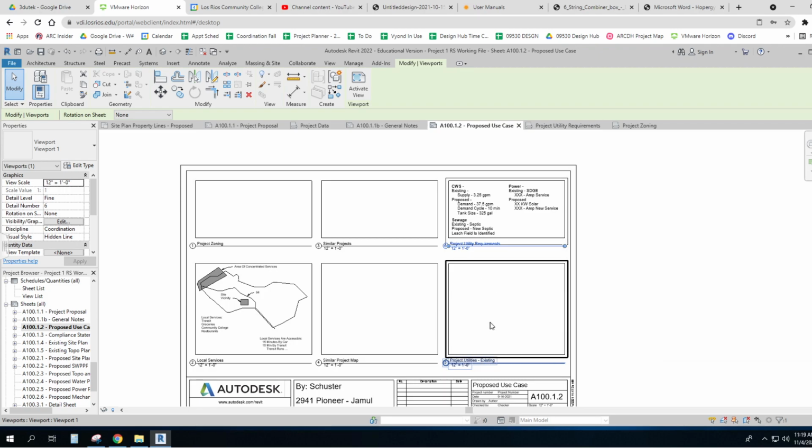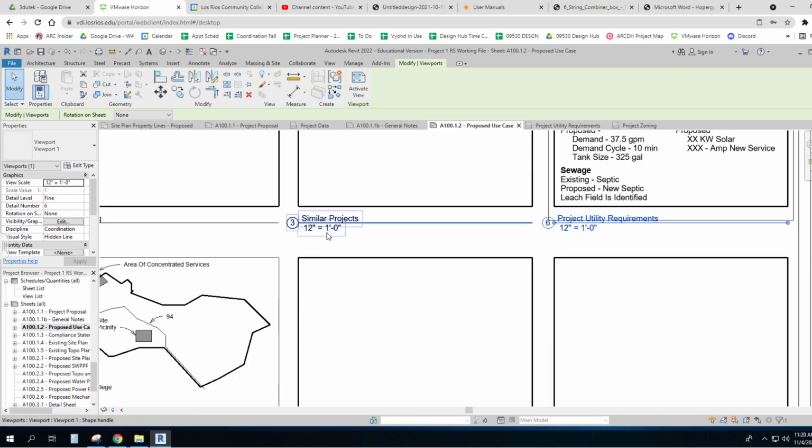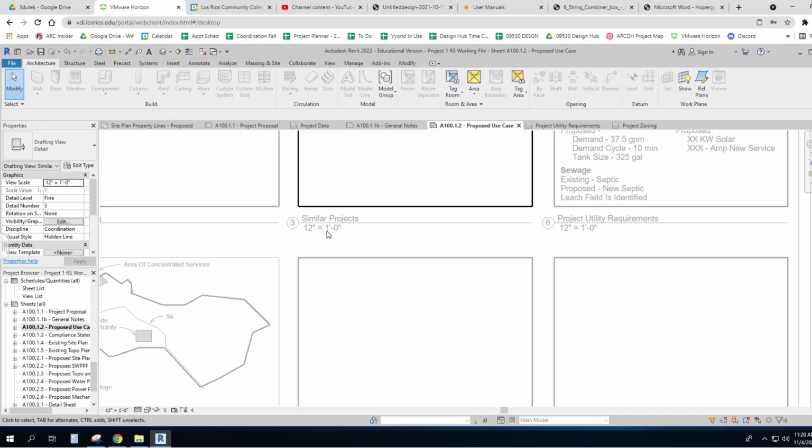So the project utilities, we don't have the existing utilities. We don't know what they are or where they are. We know there's a leach field. We know that they're on San Diego Gas and Electric, and we know that they're on a water system that can deliver something. But that's really it. And so we're going to leave that one blank. Remember to come and get rid of these things where it doesn't make sense to have them.